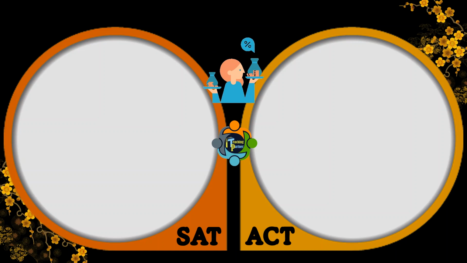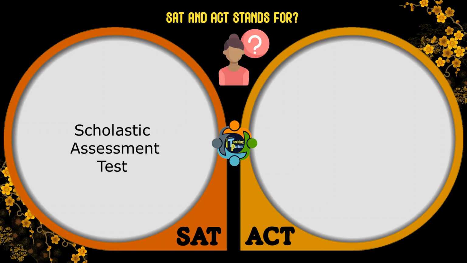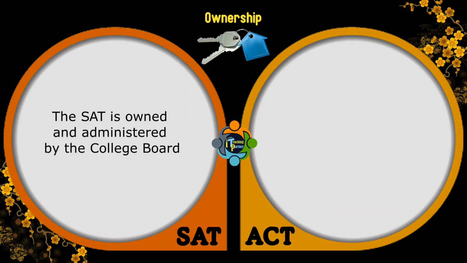In this video, we will take a closer look at the key differences between the SAT and ACT, including their format, scoring, and content. Let's start. SAT stands for Scholastic Assessment Test, whereas ACT stands for American College Testing. In terms of ownership, the SAT is owned and administered by the College Board. The College Board is a non-profit organization that administers and also owns the SAT test.